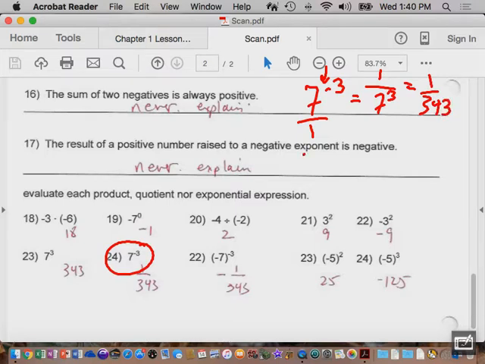You try this one, ready? 2 to the negative 4. Go ahead. Negative exponent. Think about it, get your answer.